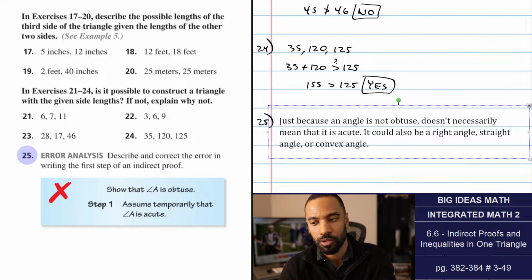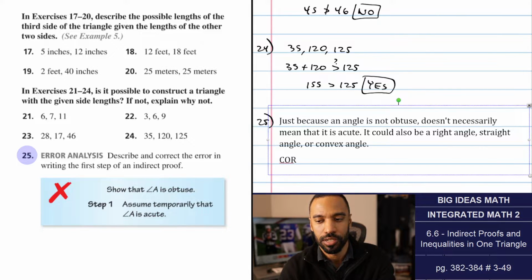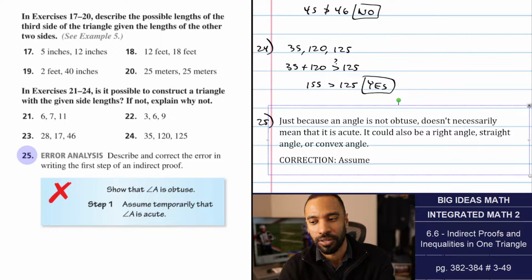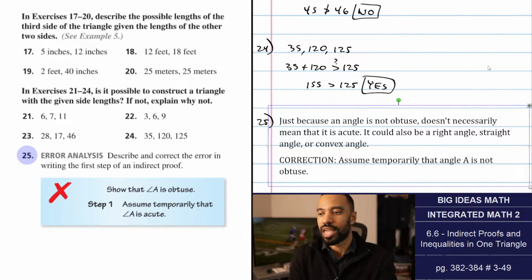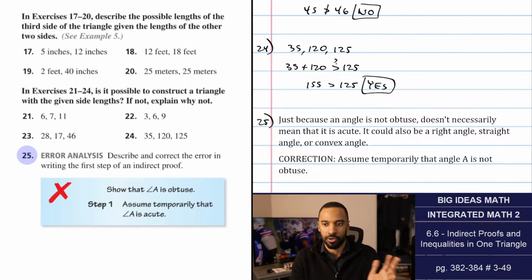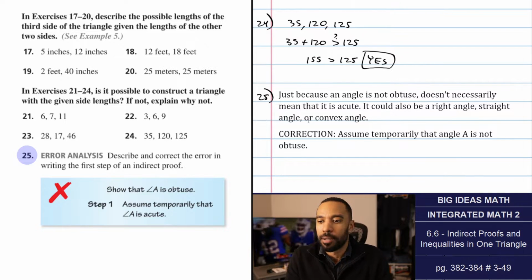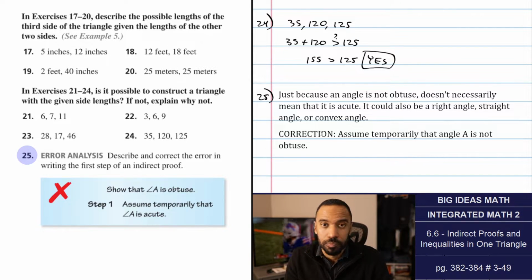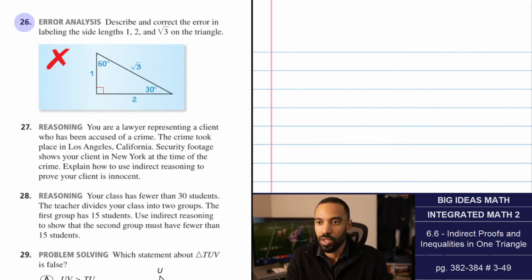If we're not talking about triangles. Anyway, all we have to do for correction is assume, they say temporarily. I never put that before. I'm sorry. Assume temporarily that angle A is not obtuse. That's all. It can be anything. Now, who knows what the rest of this thing is going to talk about? I don't know what this setup is. But assume that it's not obtuse. Then you speak out about everything that's not that. And I think that works. All right, let's keep moving forward.